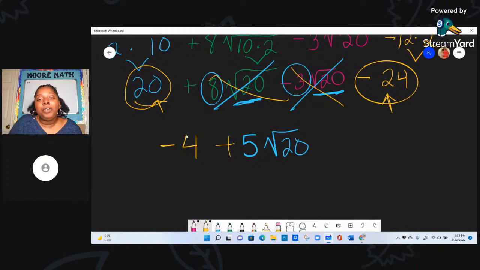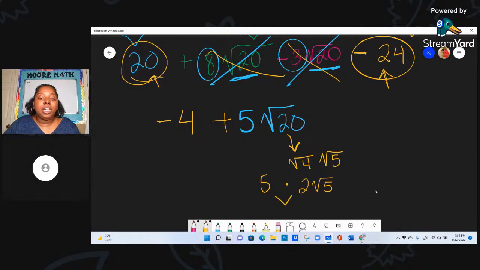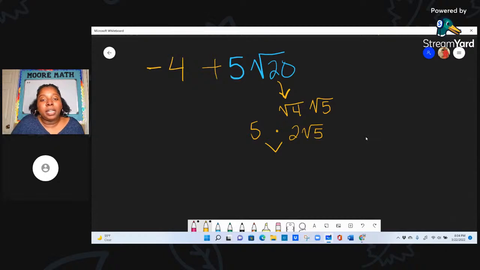Now if you want to simplify, I don't know if your teacher makes you do that, but give me two numbers that you can multiply to get 20. 4 times 5. Good. So we can make this 4 times 5, and 4 is a perfect square, right? So what's the square root of 4? 2. We have that 5 next to it. So what's 5 times 2? 10. So we actually can go a little bit further and just make this 10 square root of 5, bring down that -4, and this is your final answer.